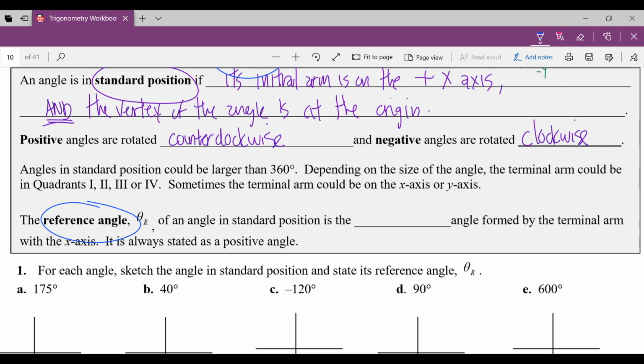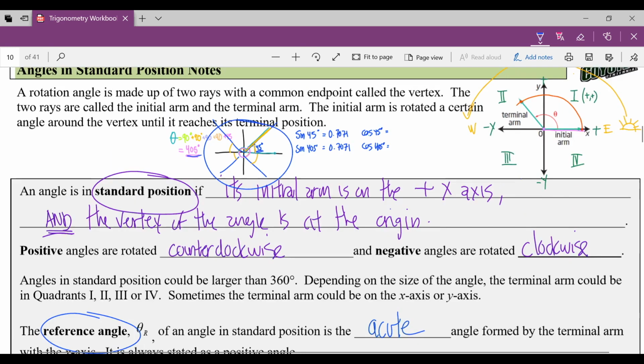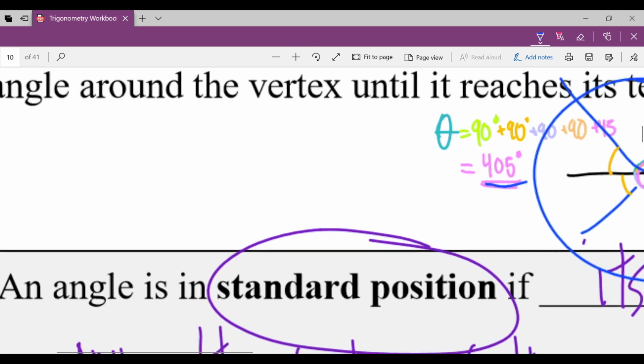The reference angle of an angle in standard position is the acute angle formed by the terminal arm with the x-axis, and it's always stated as a positive angle. Now, we haven't talked about positive and negative angles. Let's do that very quickly here.